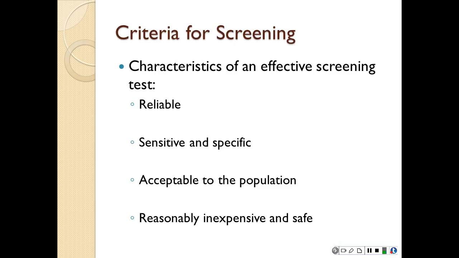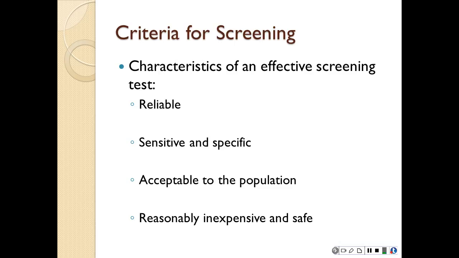But reliability, sometimes people talk about repeatability or consistency, means that if I do this screening test today, and I do it a week from now, I will get the same result. Barring any changes in your actual health. Sensitive and specific.